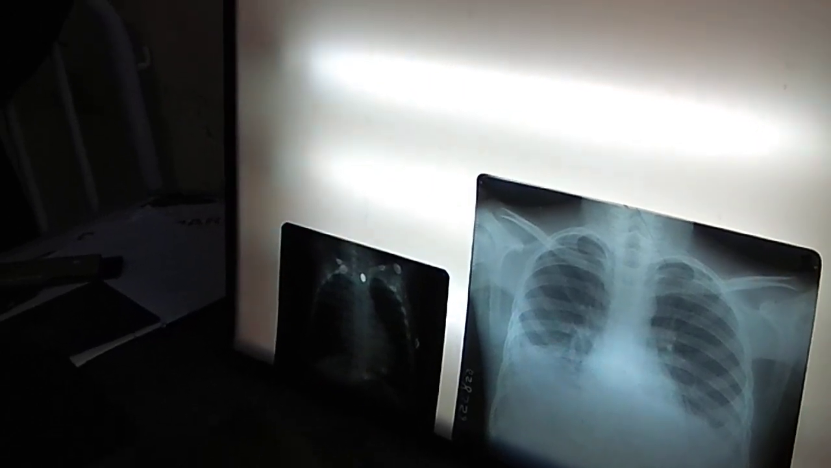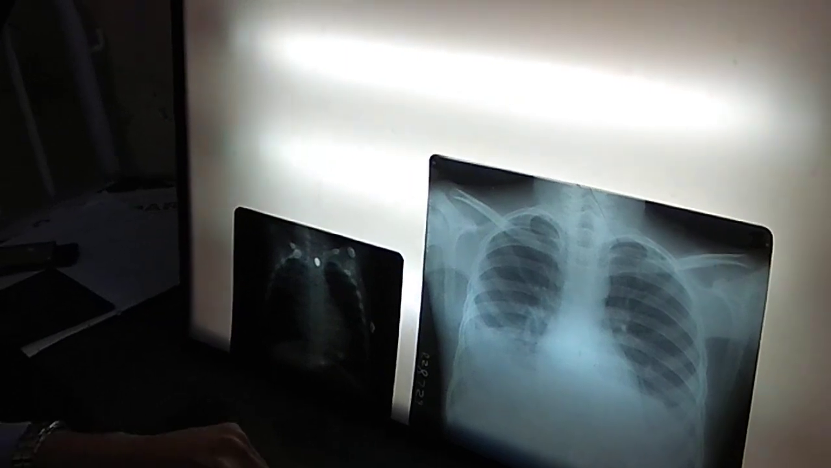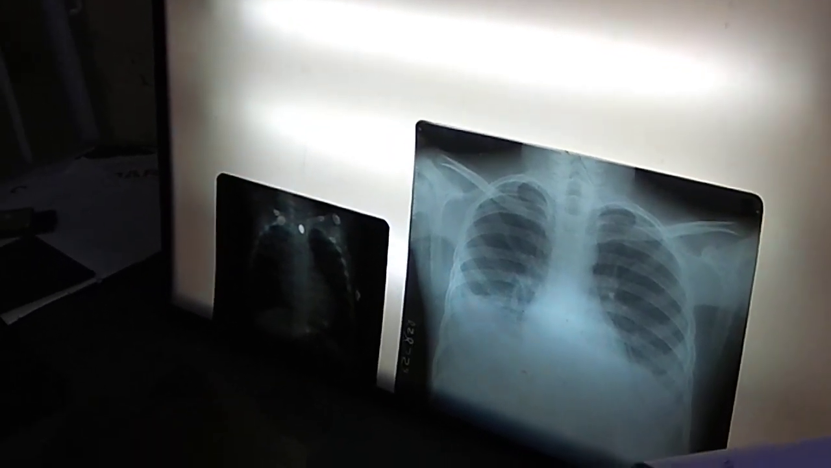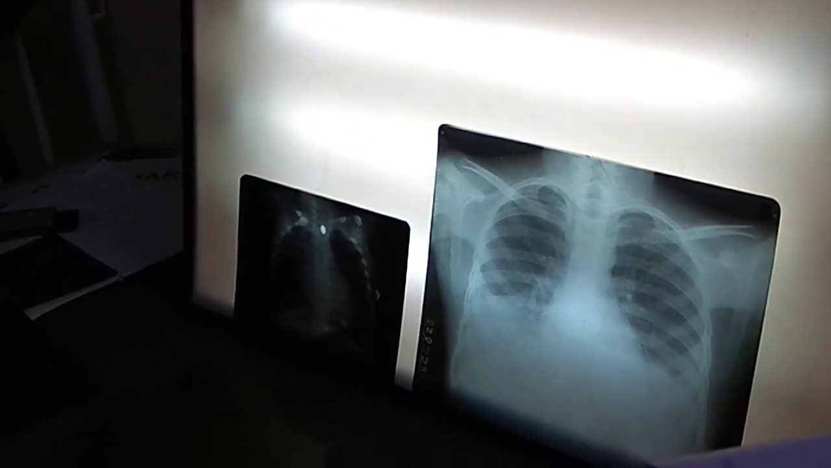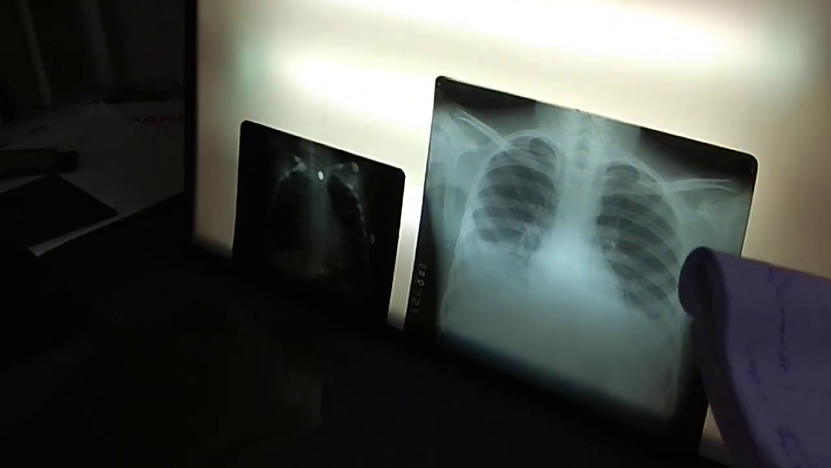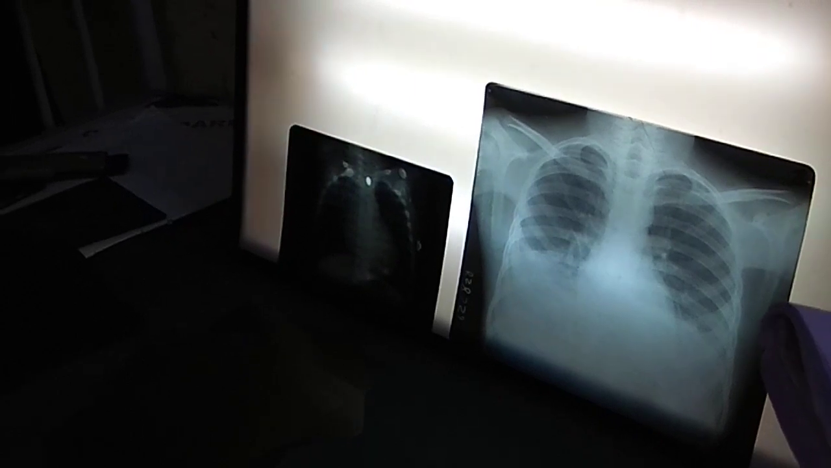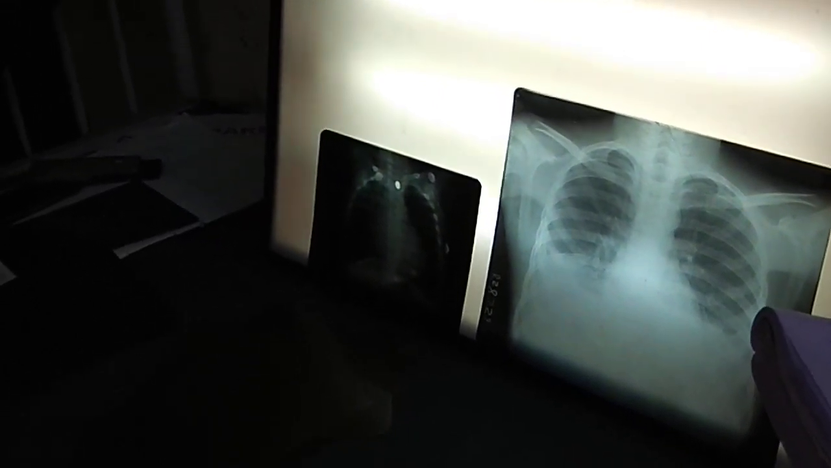Next thing, before that you have to comment on the rotation of the film. Rotation means, suppose while taking the film, the patient rotates to the right side. What happens from the mid-spinal line? The distance between the mid-spinal line and the medial end of the clavicle increases on that side. Here it is almost normal, there is no rotation. If there is a rotation, say there is a rotation. Otherwise, the trachea is in the center.